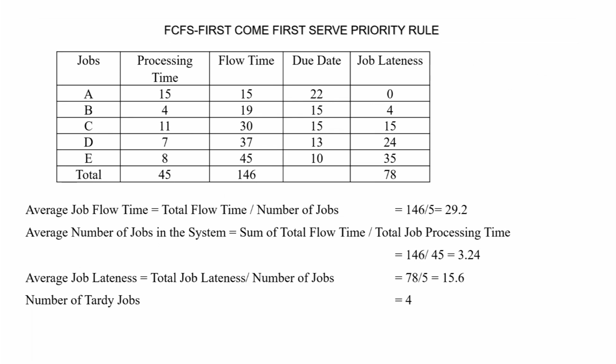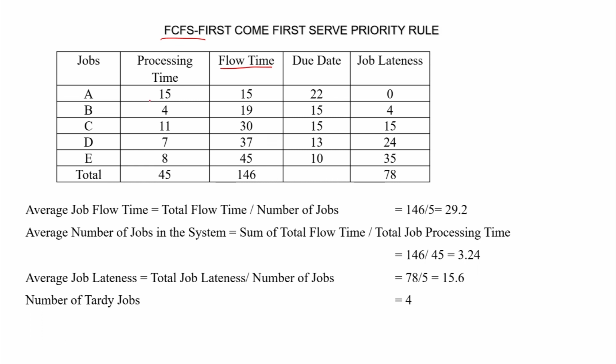The first priority rule which we want to examine is first come first serve. In first come first serve, as I said, we will follow the sequence A, B, C, D, E as it is. We are not making any change in the sequence. The order in which the jobs entered the system, we process them in the same order. So, the 5 jobs are there, and their processing times are there. From this, we will calculate the flow time, how much time each job remains in the system.